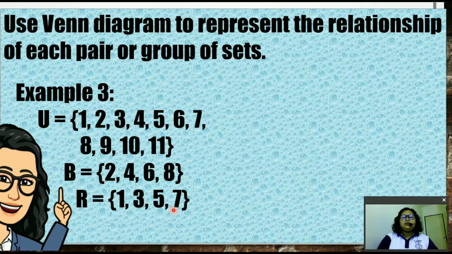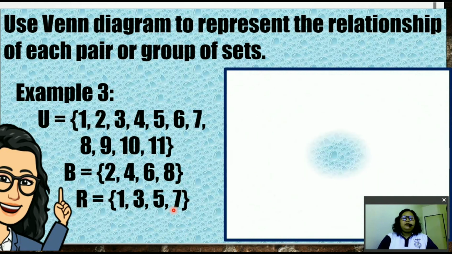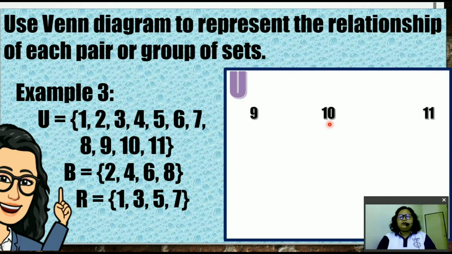Okay, so the first one, we're going to draw a rectangle and name it as the universal set. So what are the elements that cannot be found in set B and set R? These are 9, 10, and 11. Okay, so you're going to write it there. Okay, there you go.